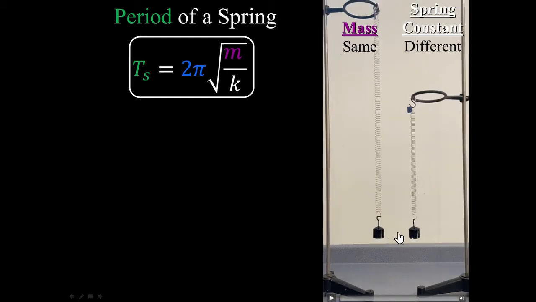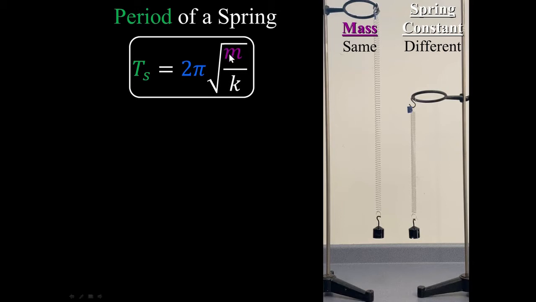Now in this example, I have the same mass on both of these, but the springs have different spring constants. This would have a much smaller spring constant because that amount of force had to stretch the spring a lot farther to produce a force equal to the weight. This would have a larger spring constant. So looking at this equation, which of these two would have a larger period? Which one would take more time to make an oscillation?